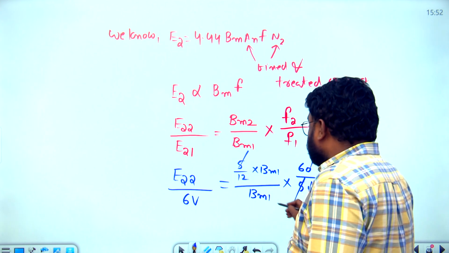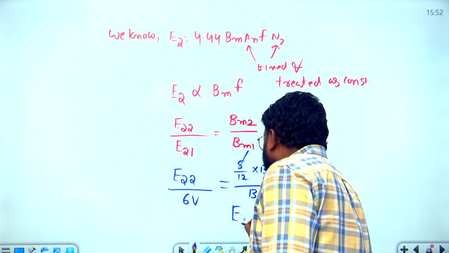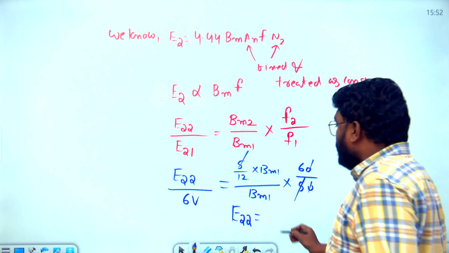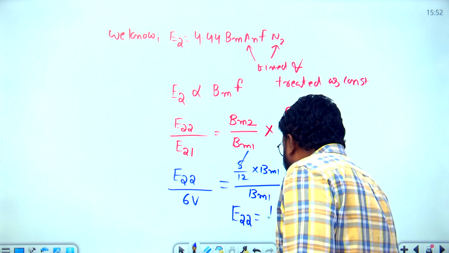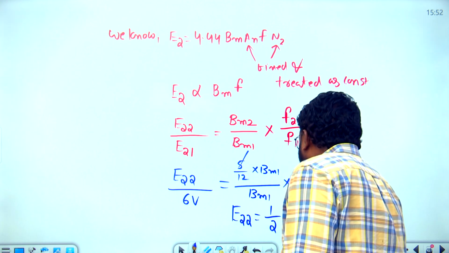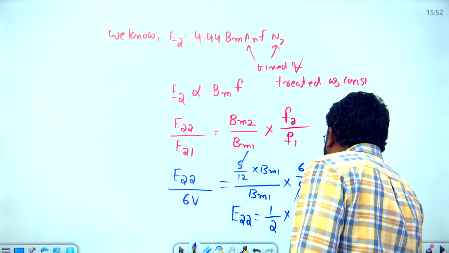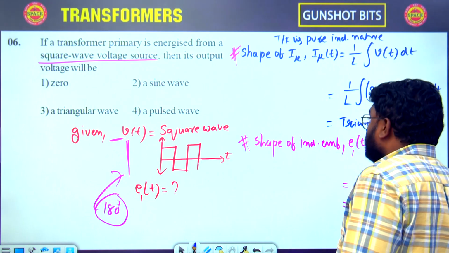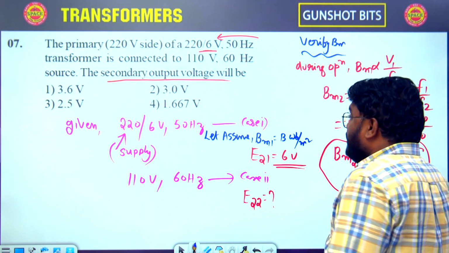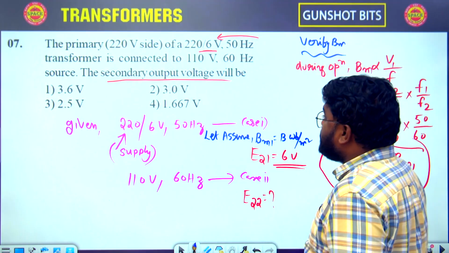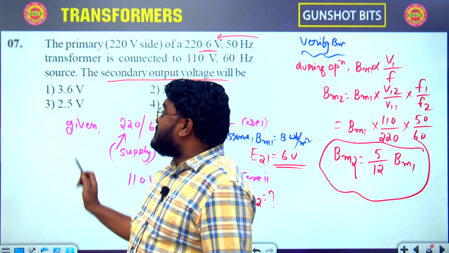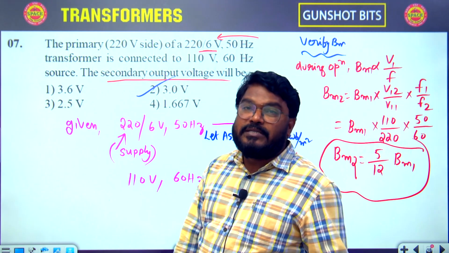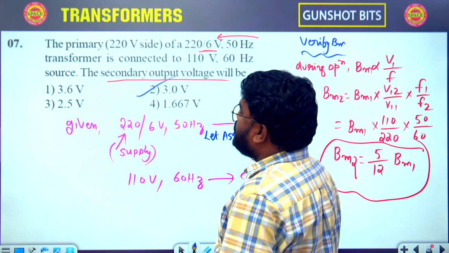Pi cancels. Therefore E22, the output voltage in case 2, is equal to 1 by 2 times 6 volts, so this value is equal to 3 volts. That is the answer for this question. Here the options are given: option 1 is 3.6 volts, option 2 is 3 volts. So option 2 is the correct answer for this question.